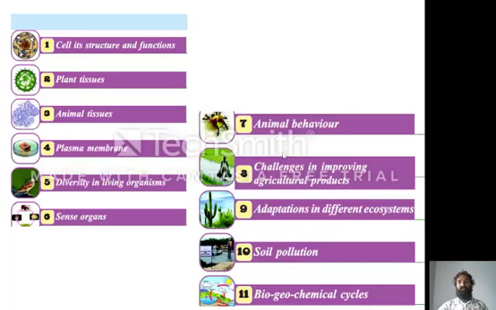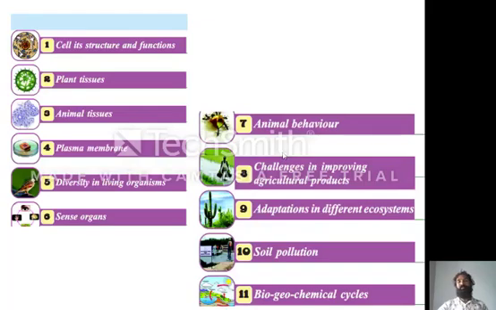And the ninth one is adaptations in different ecosystems. Based on different factors, ecosystems are differentiated into different types. If water is present, it is called an aquatic ecosystem. If grass is present, it is called a grassland ecosystem. If there are many trees present, it is called a forest ecosystem. Based on those different physical conditions, different organisms are adapted to the different ecosystems.